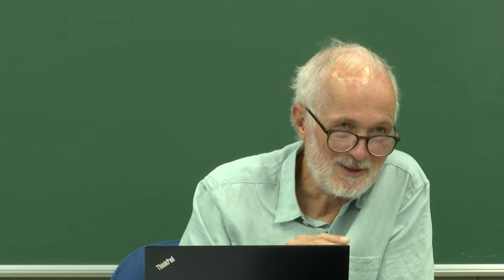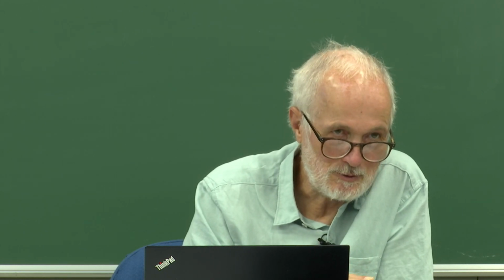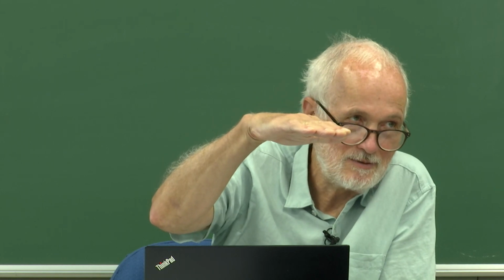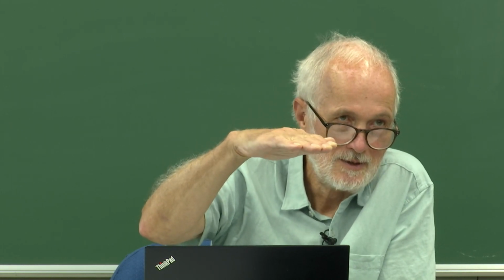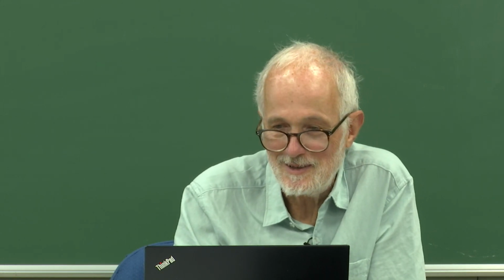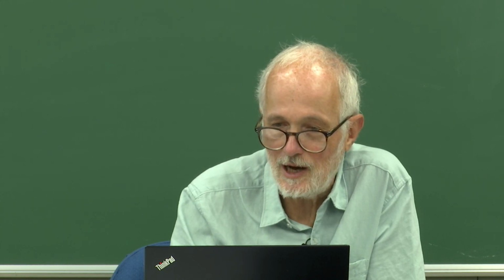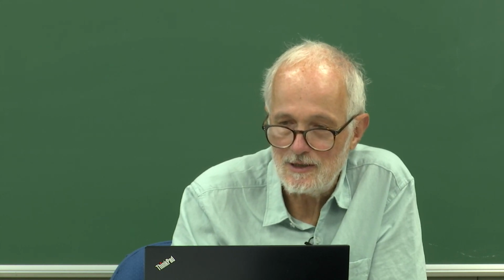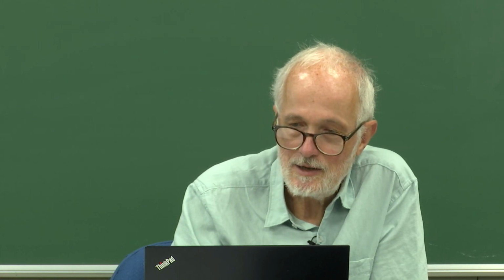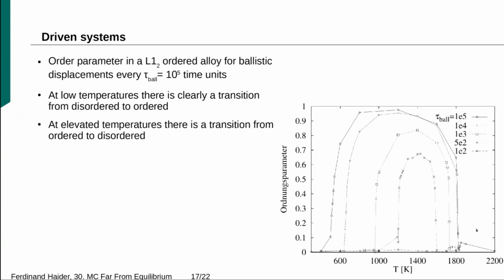So to distinguish between a first order transition, where the degree of order abruptly jumps from 0 to a finite value, or whether it's gradual, for such a small system size is not absolutely clear. But here, at least at the high temperature, I would say it's clear. Here it jumps from this 1810 degree of order 0.5 to close to 0. And here you see also this very steep increase at least.